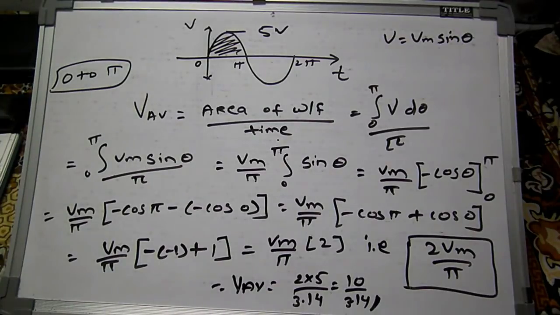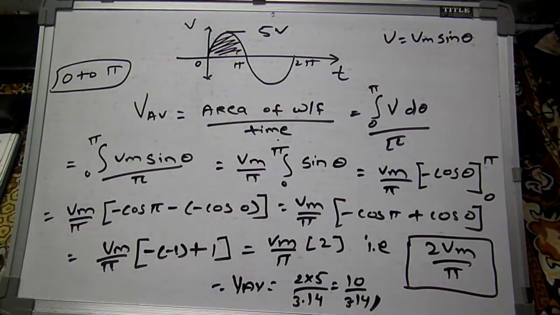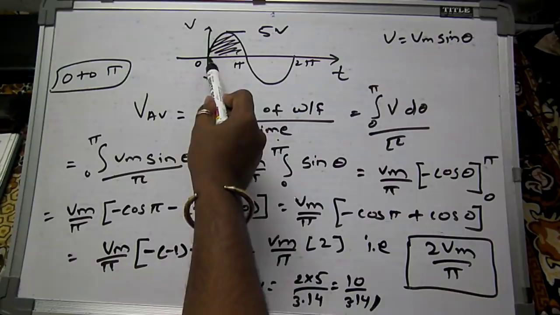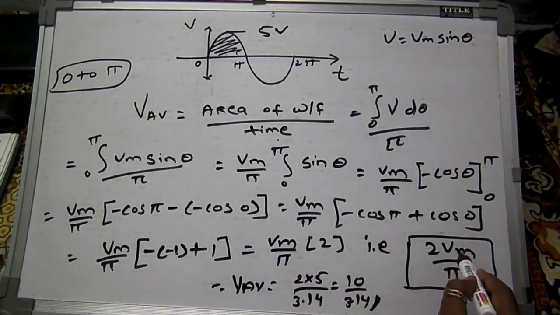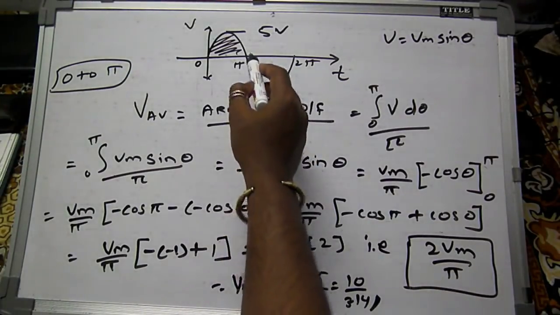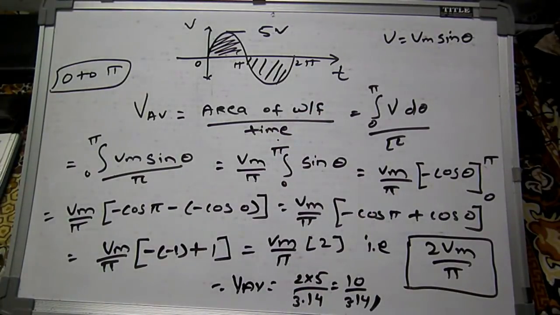So in this way we can calculate the average value. But the problem with average value is that when we calculate for the first half cycle, we get 2 Vm by pi. But when we take another half cycle, its value becomes 0. How does its value become 0? Let's see.